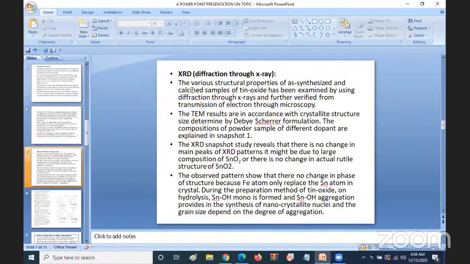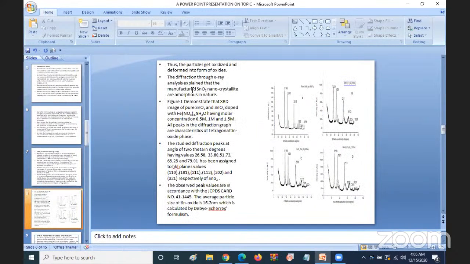Then we characterized the XRD pattern. From the XRD graphs we have studied that there is no change in the main peak of the XRD. It might be due to the large composition of tin oxide, and there is no actual change in the rutile structure of the tin oxide. The observed pattern shows that there is no change in phase of the structure because Fe atoms only replaced tin atoms in the crystal. During the preparation, on hydrolysis of tin oxide, Sn(OH) is formed and Sn(OH) aggregation results in the synthesis of nanocrystallite nuclei, and the grain size depends upon the degree of aggregation.